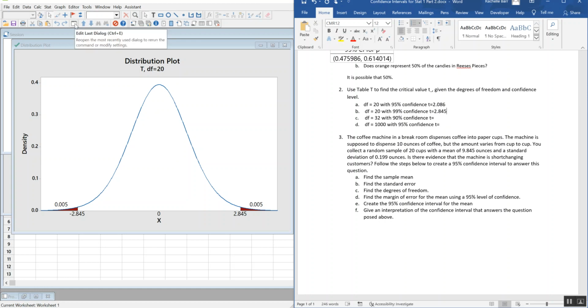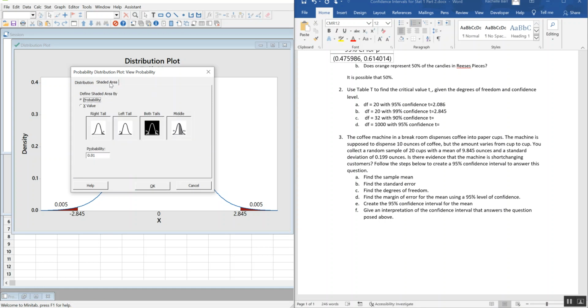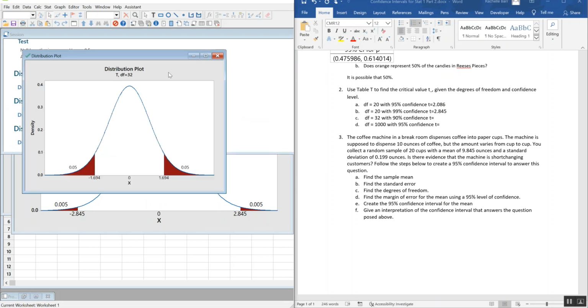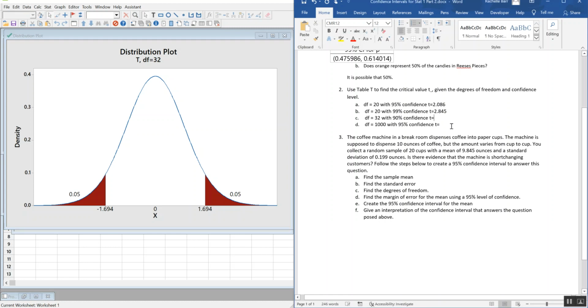Alrighty, let's try it again with a lower level of confidence and higher degrees of freedom to see what happens. So I'm changing two at once. I'm going to change my degrees of freedom to 32. So this would be a sample of size 33. I'm going to go over to shaded area. And now I want 90% in the middle, which means I want 10% on the edges. So I want 0.10 instead of 0.01. And then I'm going to hit OK. Remember, if I go too fast, you can rewind this. Now that t value is smaller. 1.694.